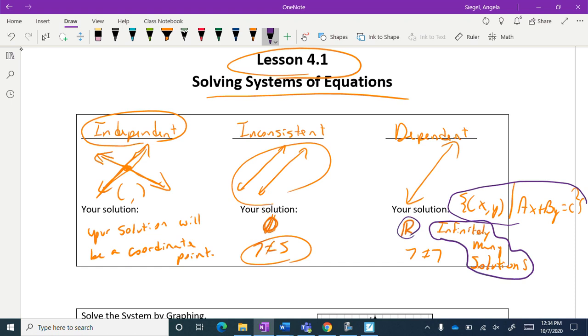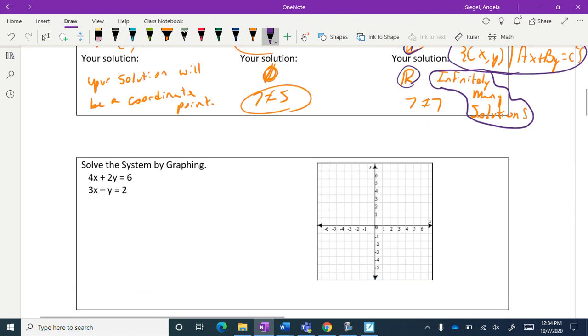Also, as we go on, you're going to actually find the equation of that line as part of your answer. And this is also dependent because the two lines are on top of each other. So if one line moves, the other line has to move. So those are the three categories of solving systems.